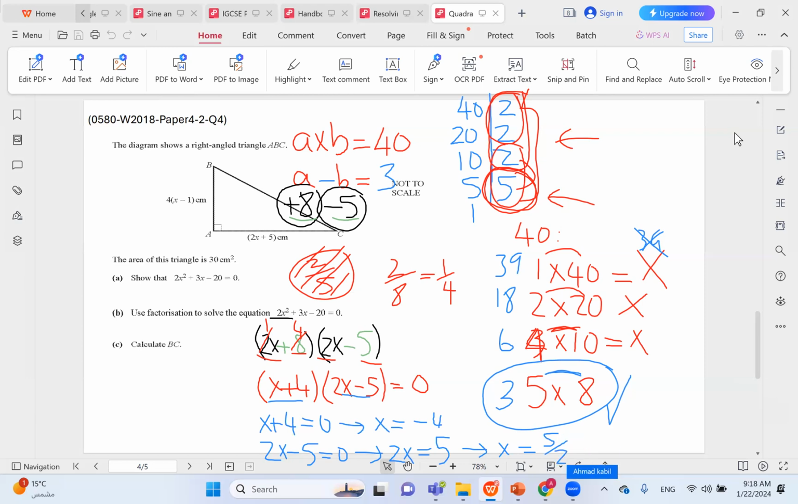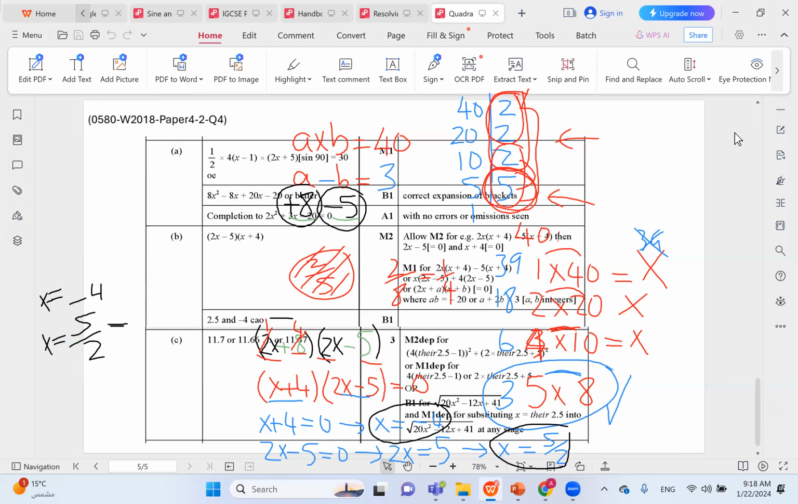So our final answers are either negative 4 or 5 over 2. Both answers are considered right for question B, because this is not a real-life application. So I can take both values of x as plausible solutions. So, just for completeness, x equals negative 4, x equals 5 over 2. Let's check our answers. And we are correct. Negative 4 and 2.5 are the correct answers.